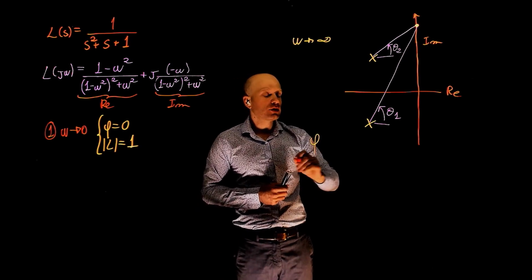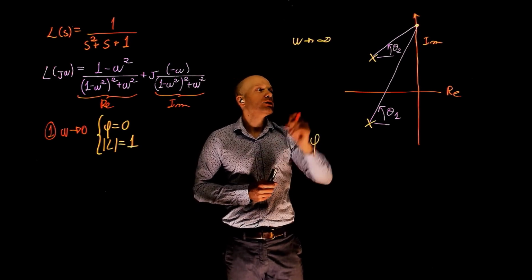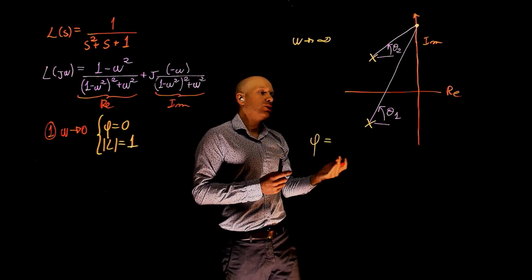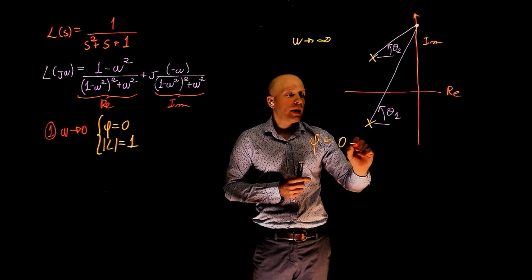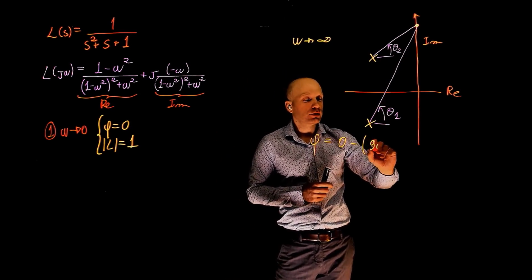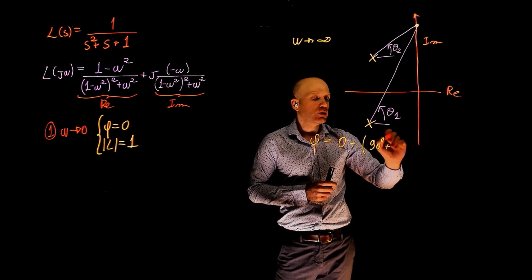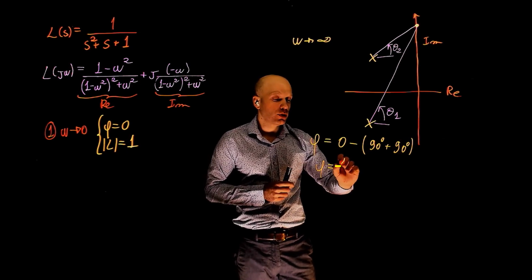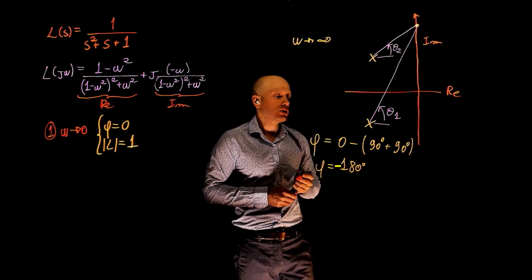Now the phase of the transfer function when the frequency tends to infinity is again the sum of angles of all zeros, which in this case is 0, minus the sum of angles of all poles, 90 degrees for theta 2 and 90 degrees for theta 1. So the phase of our transfer function tends to 180 degrees.